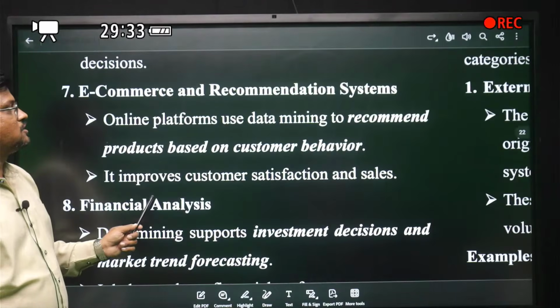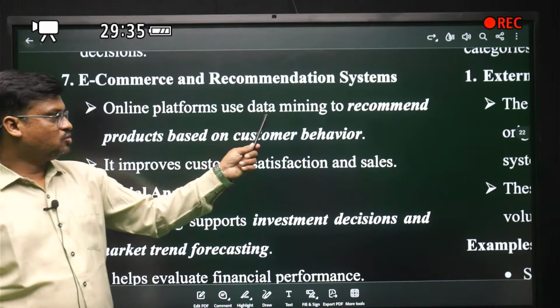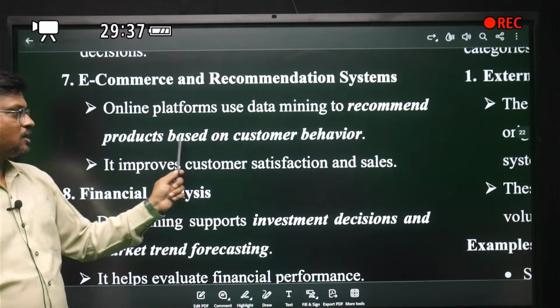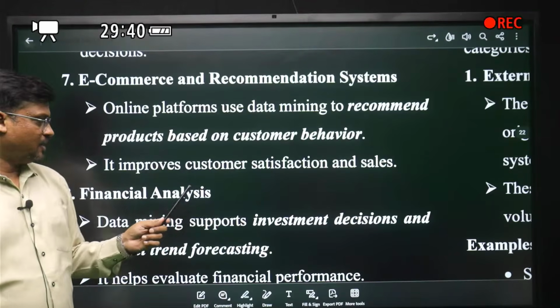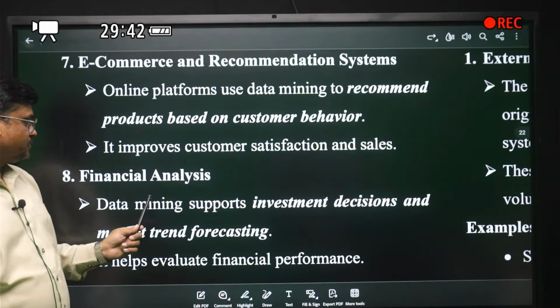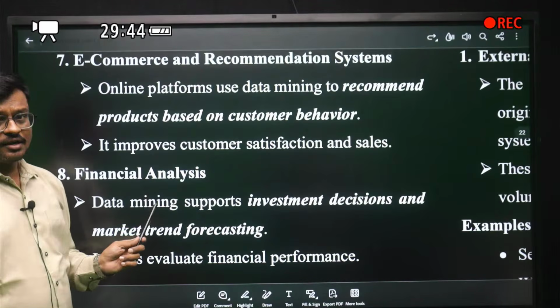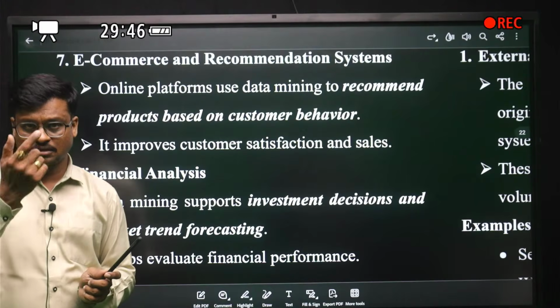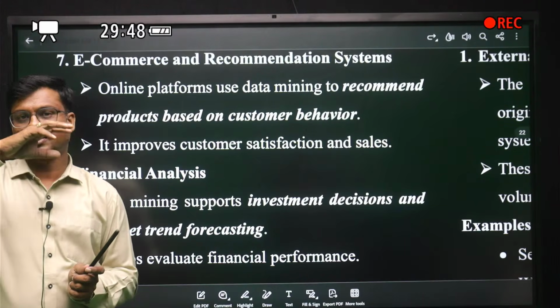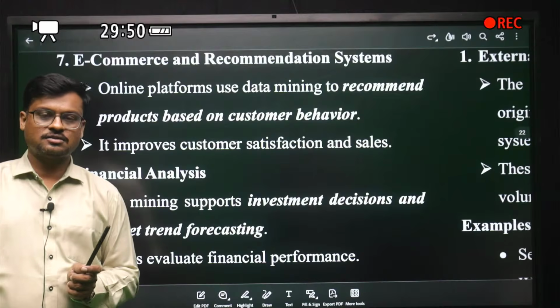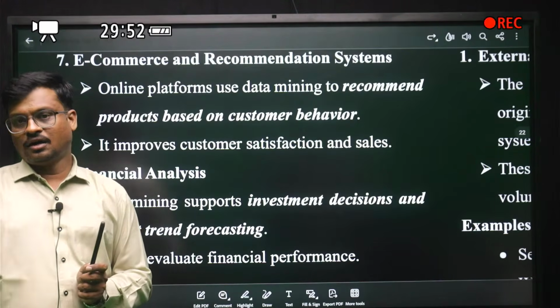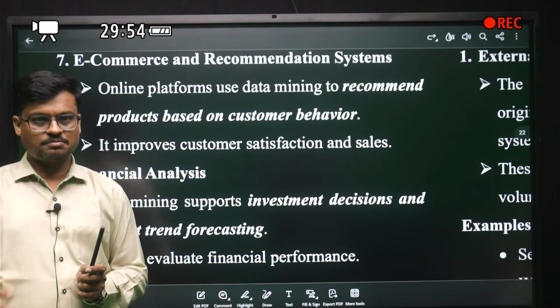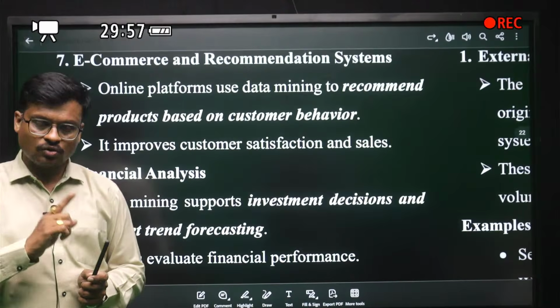E-commerce and recommendation systems. Online platforms use data mining to recommend products based upon the customer behavior, right? It improves customer satisfaction and sales. So if I just search for spectacles on Instagram, automatically I'm going to find so many advertisements from different spec makers, different spectacle vendors, in my Google, in my Instagram.